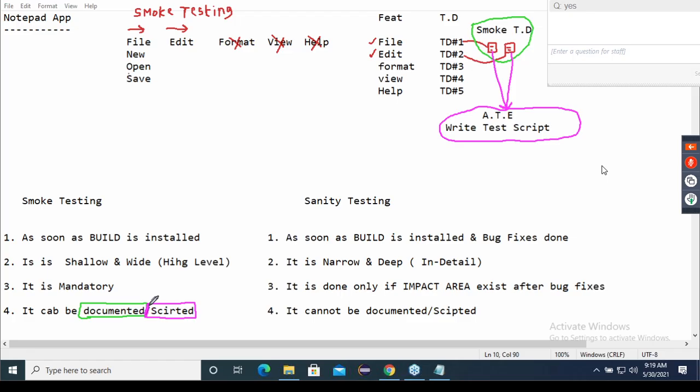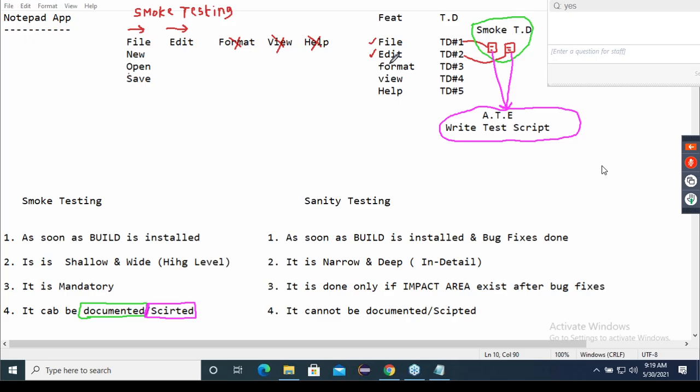Is it clear? Yes. Okay, good. Everyone is saying yes. That means you have understood. Good. So listen, smoke documents are mainly prepared so that they are useful for the new test engineers. Guys, remember this point. So these are the 4 points which come under your smoke testing.